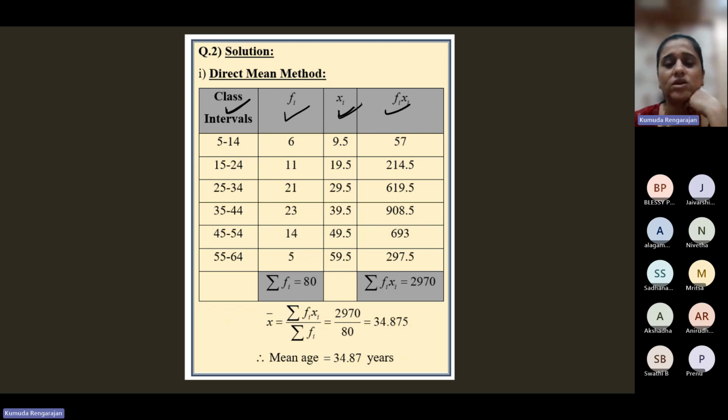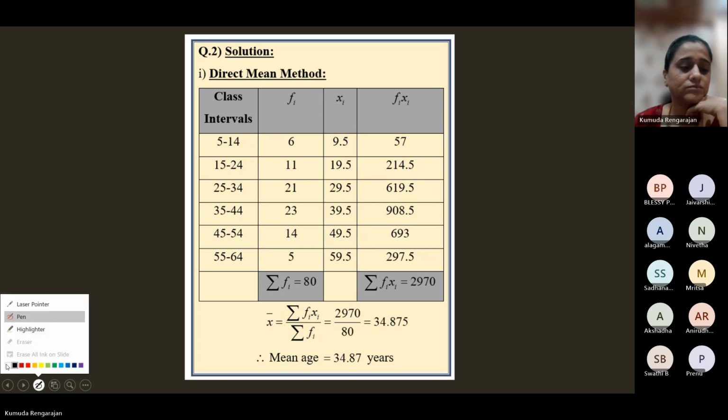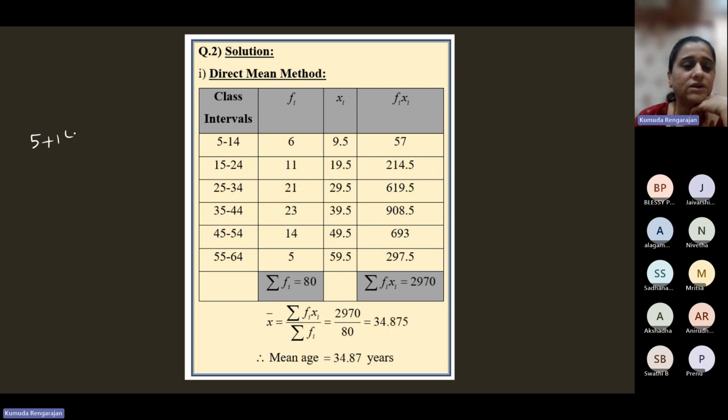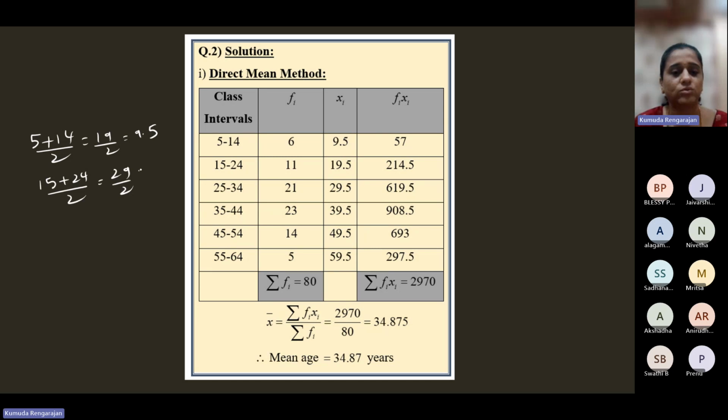So how do we generate the xi column? The class mark: 5 plus 14 divided by 2. 19 by 2, 9.5. Okay, next. 15 plus 24 divided by 2. 29 by 2, 19.5. See, once you know the rhythm, then you don't have to find everything. You can just follow that rhythm. What is the rhythm here? So we got 9.5, then 19.5. So the next one will be 29.5, 39.5, 49.5, 59.5.